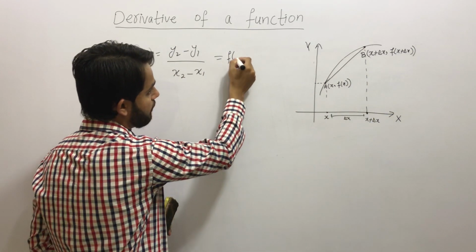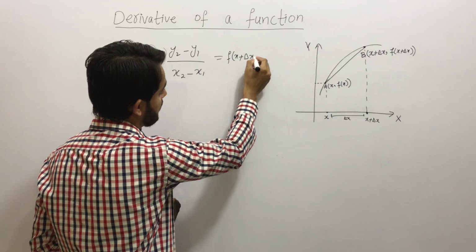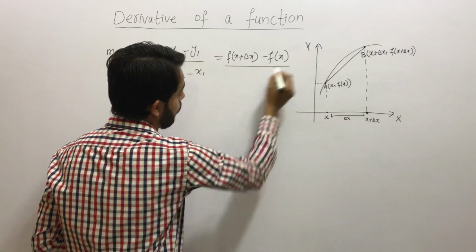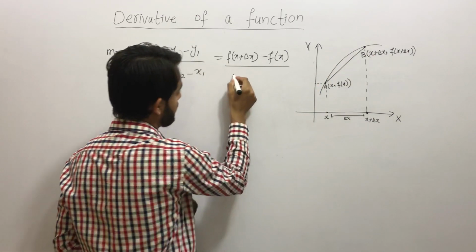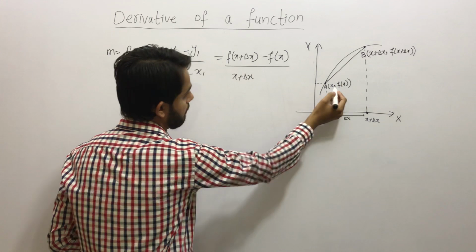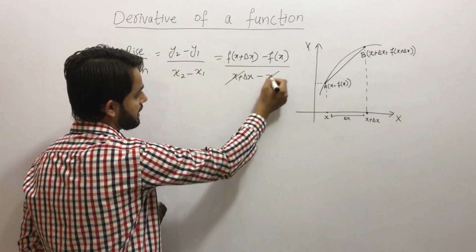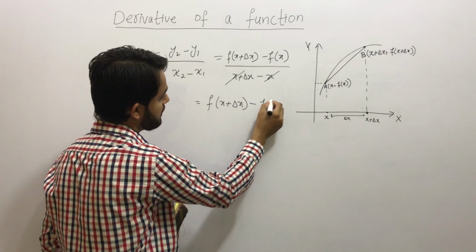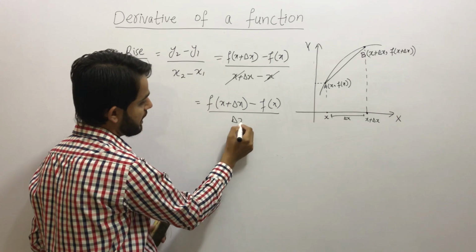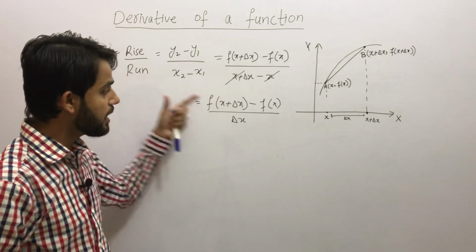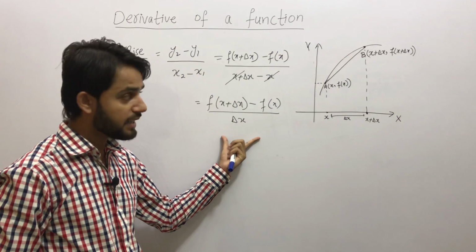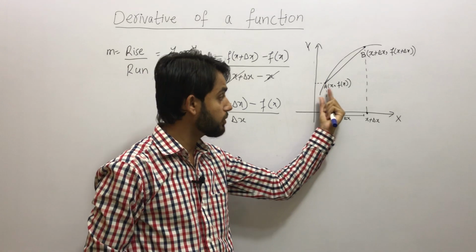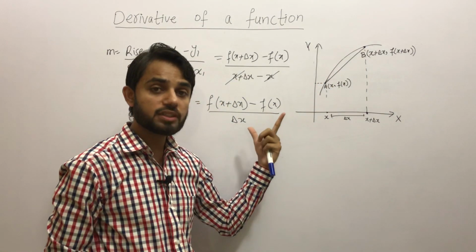So it would be f of x plus delta x minus f of x over x plus delta x minus x. Now this x will cancel with this x, and we get f of x plus delta x minus f of x over delta x. You see, we have followed the definition of a slope and we got this. So it means that this is going to be the average slope from point A to point B.